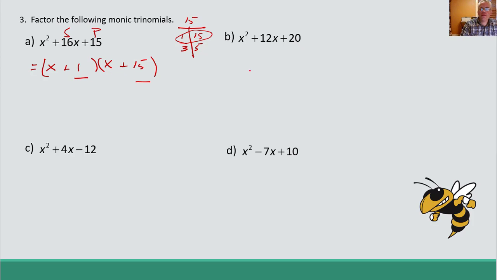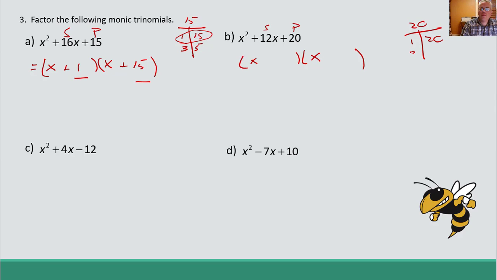All right, let's take a look at this one. We're going to have this as x and x. Let me see. Two numbers that add to 12 and multiply to 20. So you don't have to do the factor table. People do different things, but it might help you if you get stuck. That's why I'm showing you.